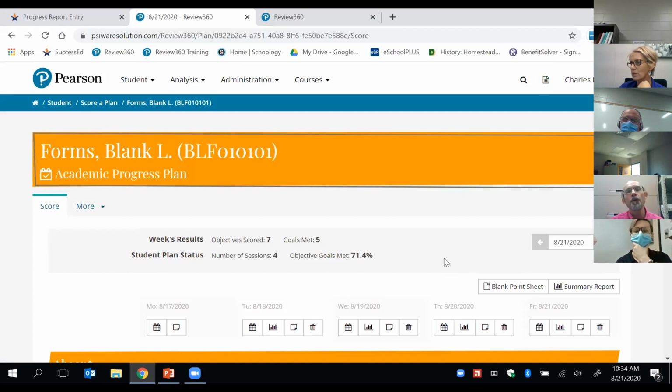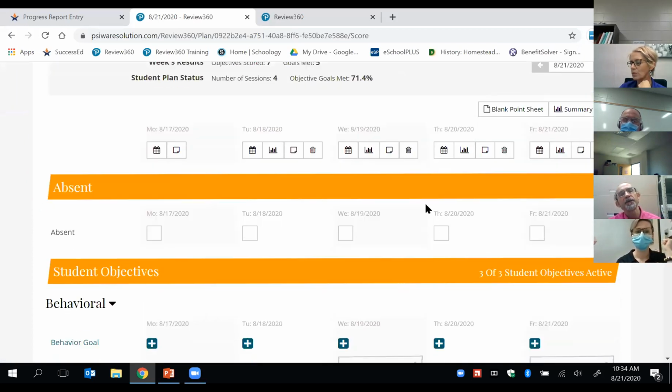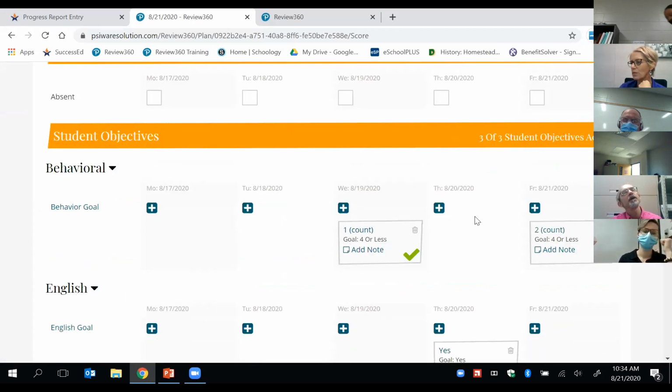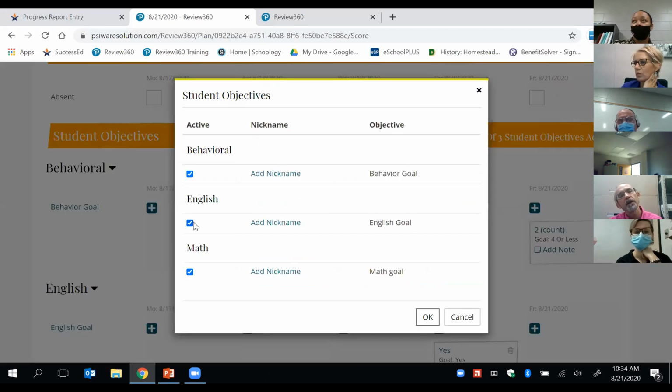Okay. So one of the good things, especially in the academic plan, is that Review 360 treats annual goals and benchmarks all equally. And one of the good things is where it says like 3 of 3 objectives right here, let's say that you weren't working on this English goal.